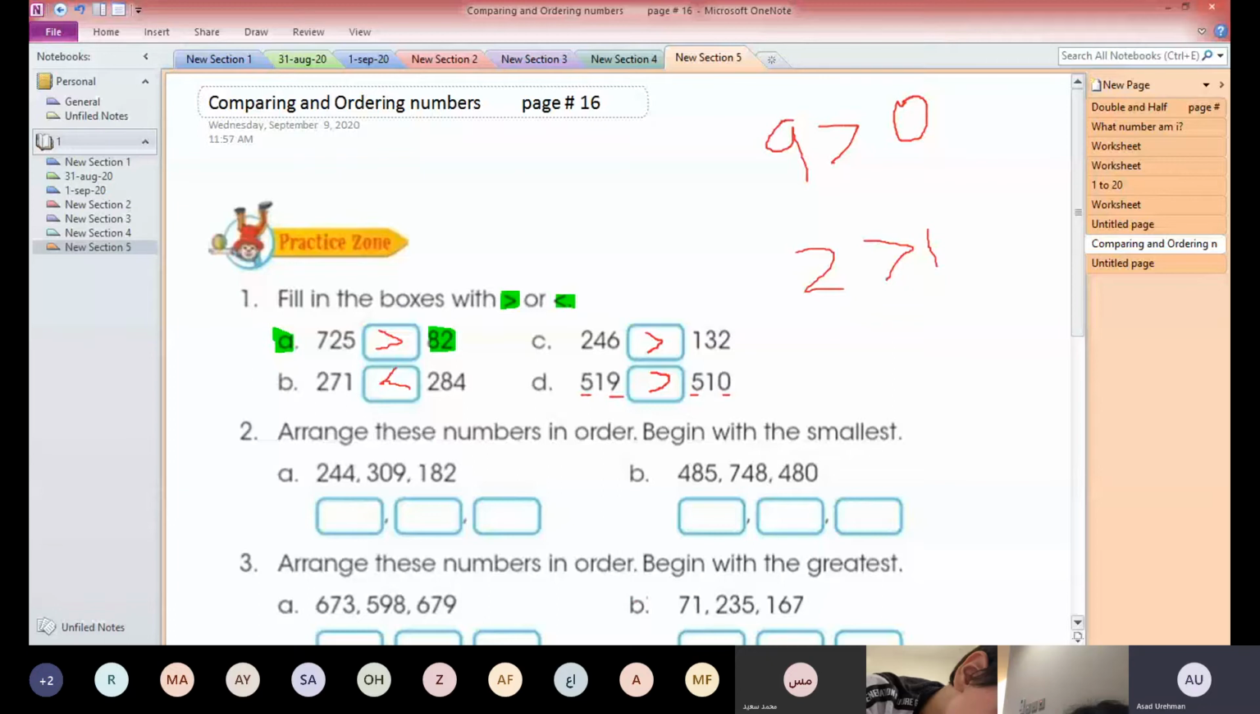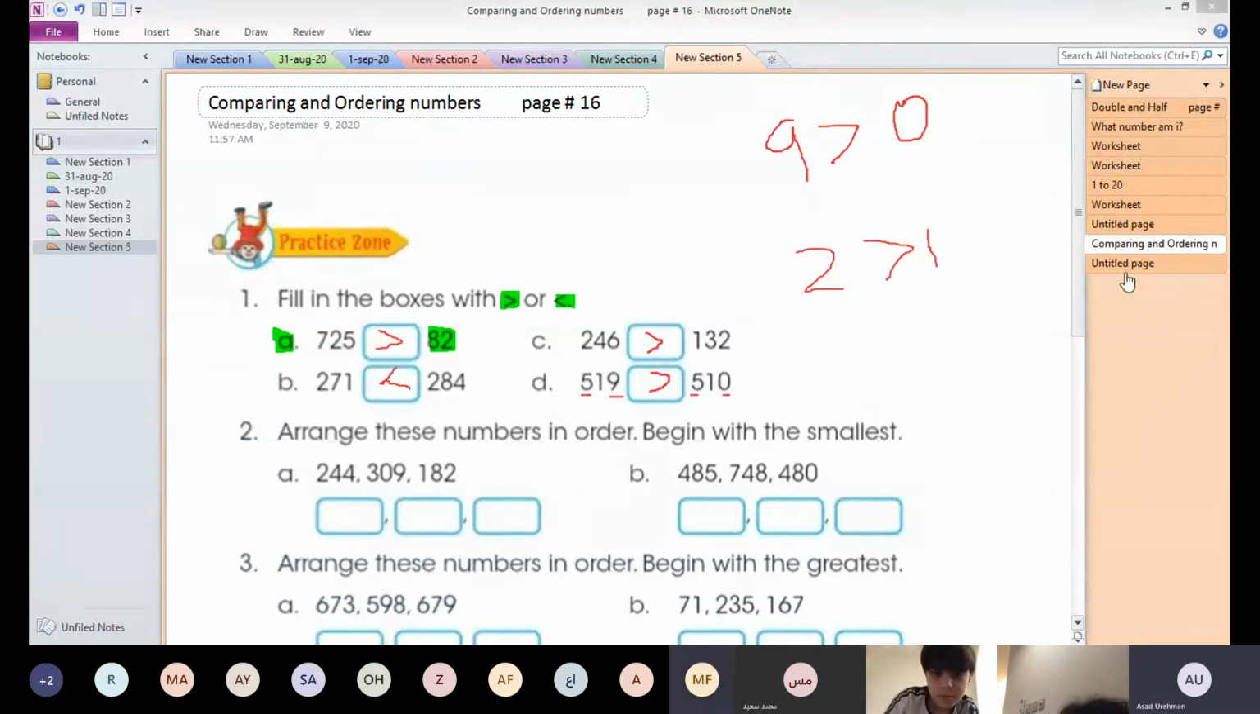Complete it in your book. Complete question number 1 in your book. Check from the screen and complete it in your book.